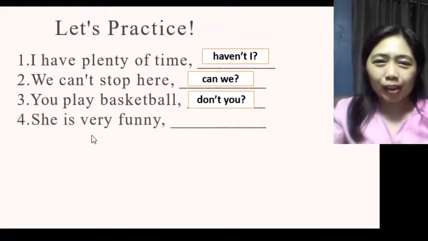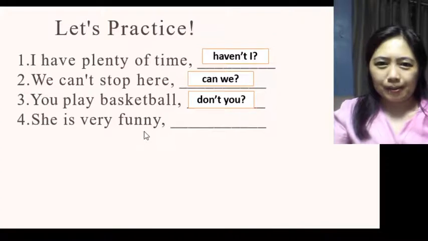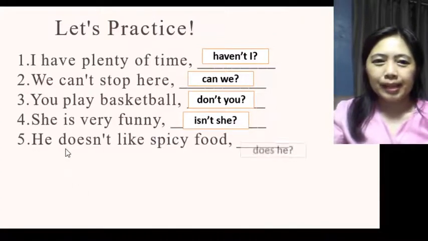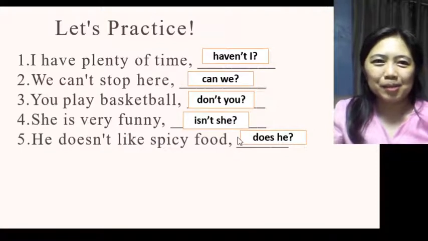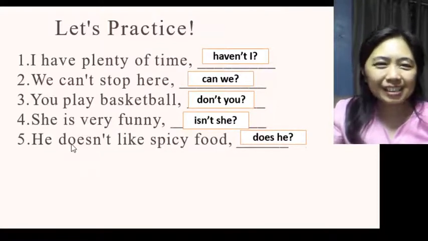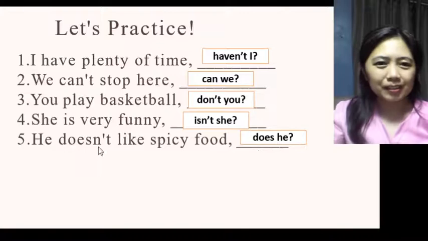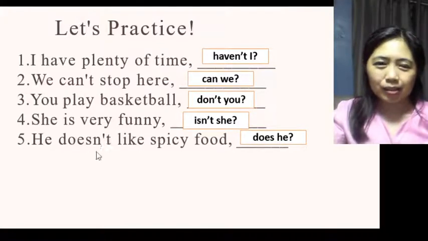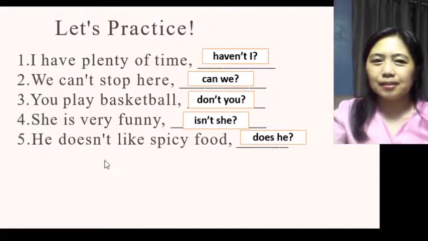Fourth sentence, "She is very funny, isn't she?" It's the same auxiliary verb. Next, sorry about that, it's my mouse. "He doesn't like spicy food, does he?" Doesn't is negative, so you only have to take this out, delete this one, then does he.